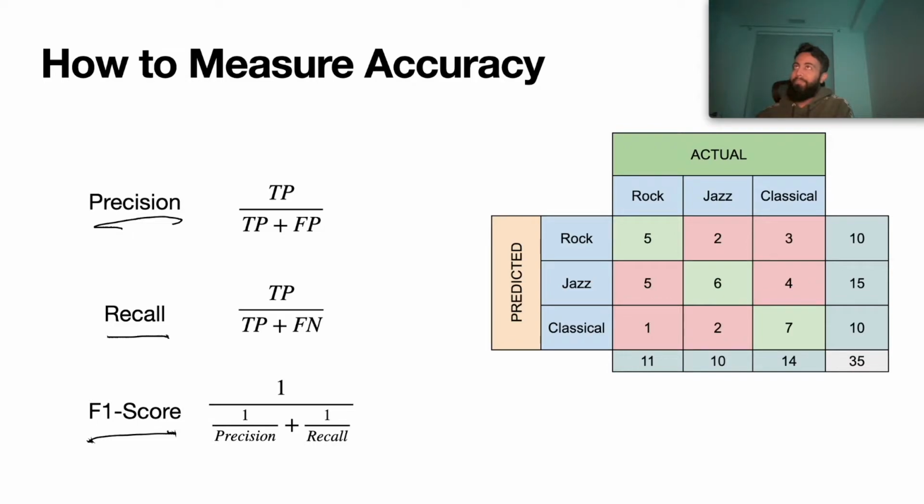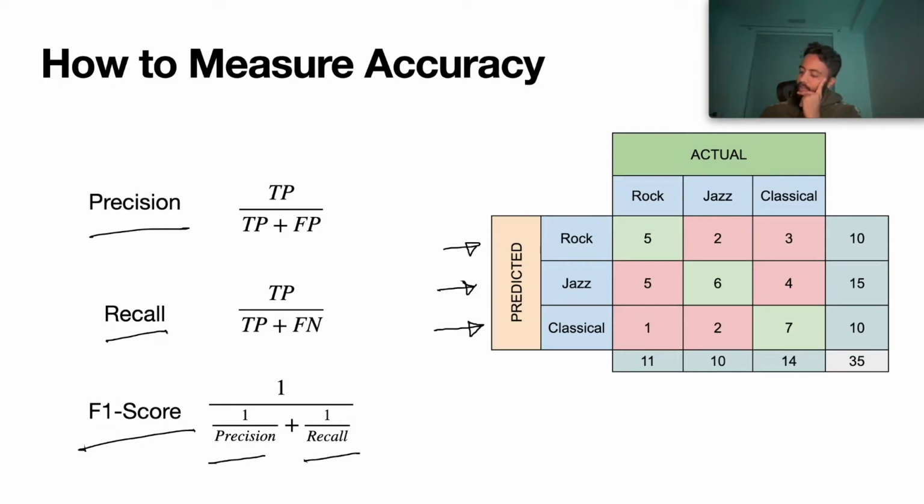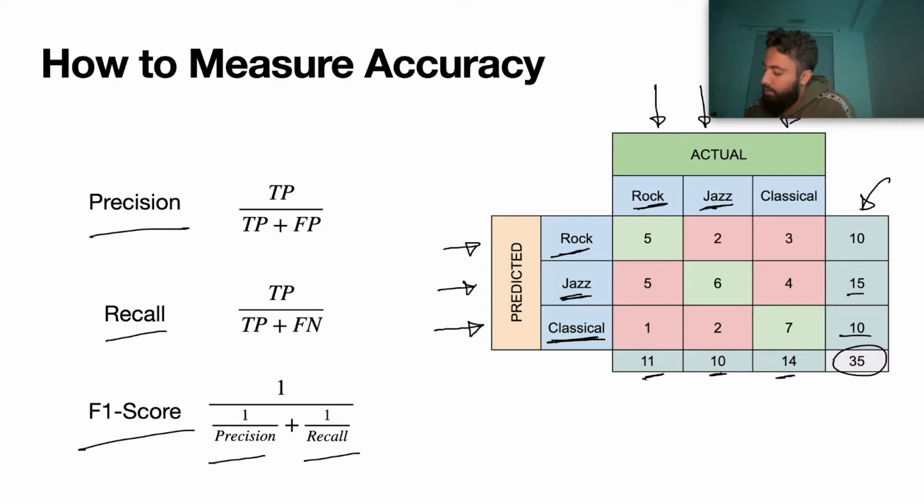It's just a matrix which shows you what our model predicted correctly from a set of examples, where the row values indicate our predictions for our model and the column values indicate the actual answers for the input that we're giving the model. We can see here that our model has a set of 35 examples, and 10 of those it predicted to be rock, 15 of those it predicted to be jazz, 10 of those it predicted to be classical. We can look at the columns to see what the actual values of these 35 examples were, and we see that 11 were actually rock, 10 were actually jazz, and 14 were actually classical.